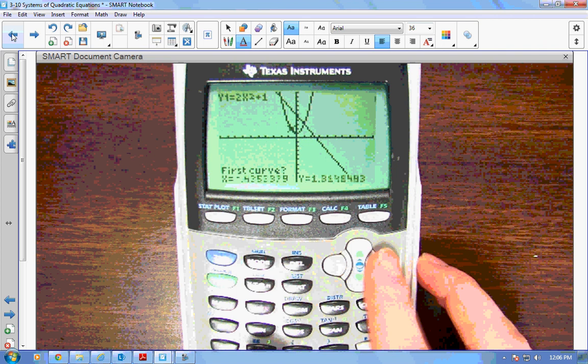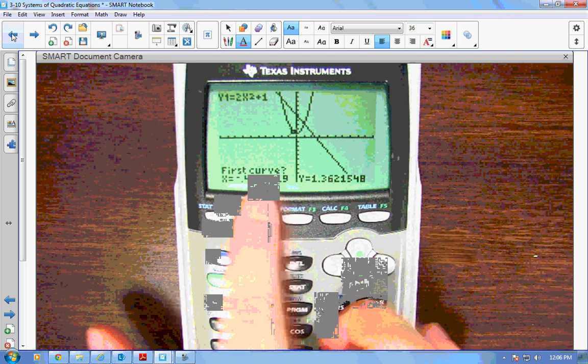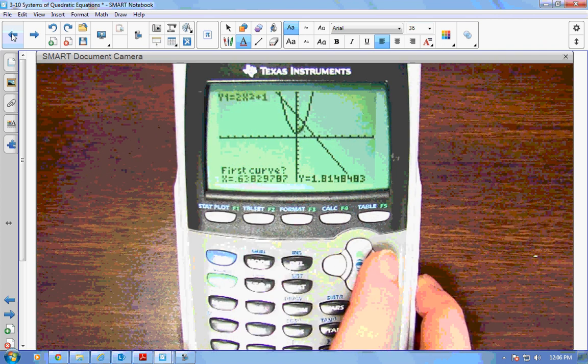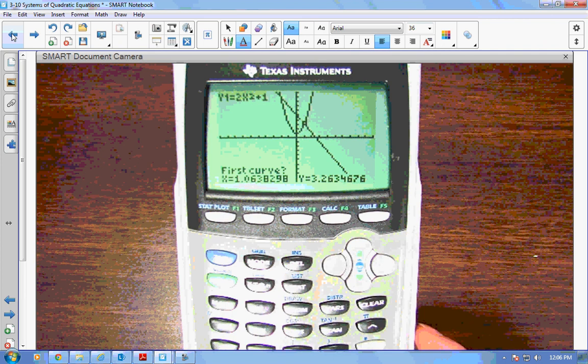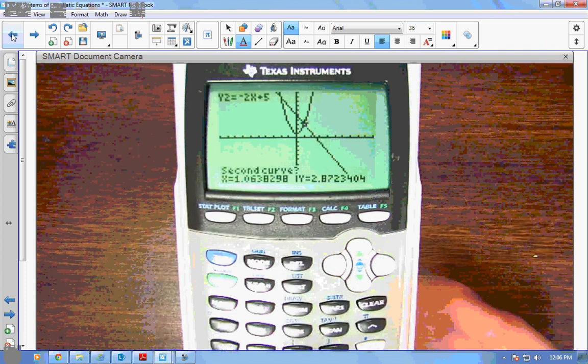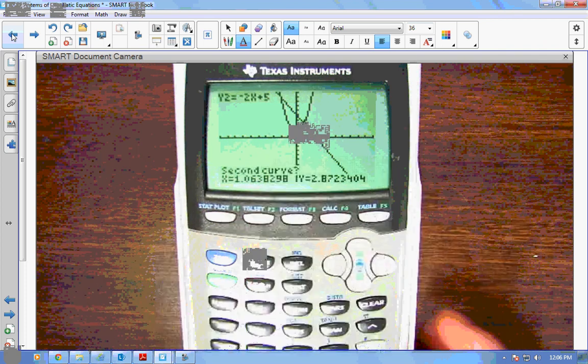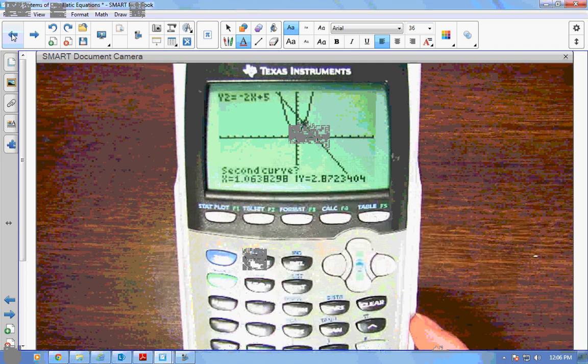It says first curve. Okay, down to the right until your bug is as close as possible to that intersection. Turn around, please. You hit enter, and then you're on the linear line. As long as it's on the intersection, hit enter again, and enter for a 3rd time.